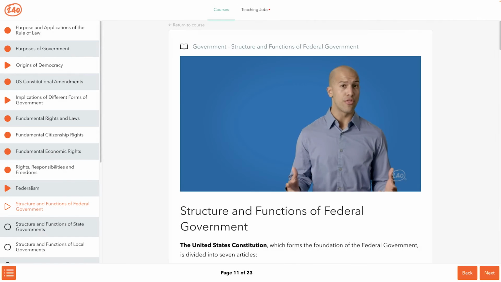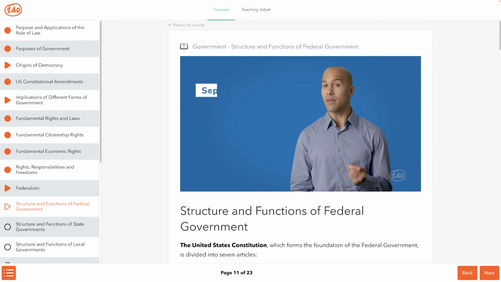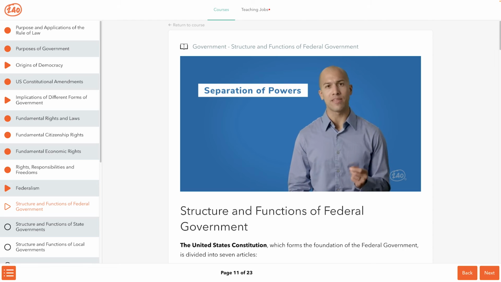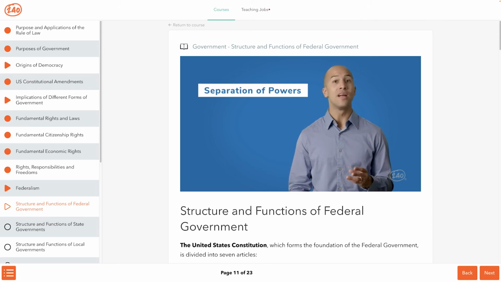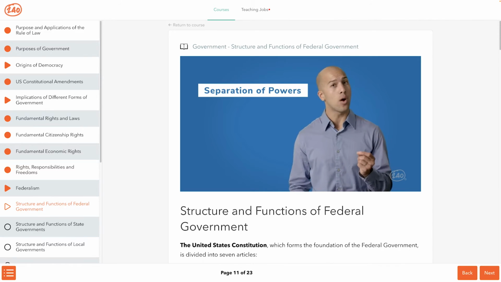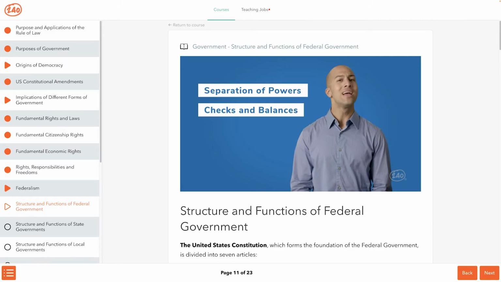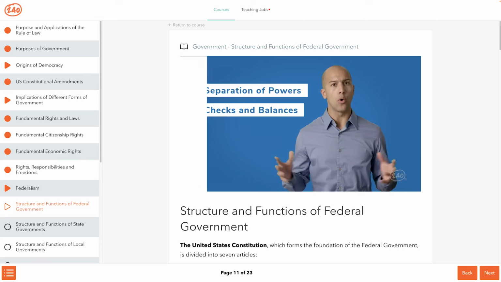Articles 1, 2, and 3 focus on establishing and separating power in the government. By explicitly separating the government into three branches, the Constitution is able to keep any one branch or person in a branch from becoming too powerful. Let's discuss these two concepts more.